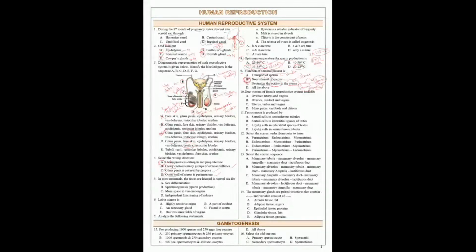In most mammals, the testes are located in the scrotal sac for what? The testis is responsible for sperm production. So spermatogenesis is the correct answer. The testis is mainly for spermatogenesis.